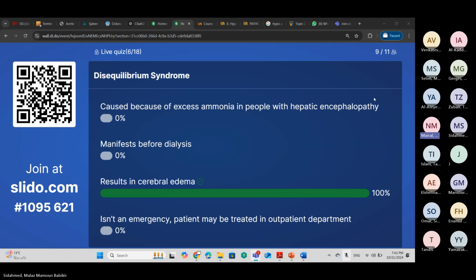It's easy to understand, I believe. And it is definitely an emergency because cerebral edema can be life-threatening. It could lead to tonsillar herniation. It could affect the respiratory centers. So you should treat the patient quickly or else they'll die. I think we can go to the next question.